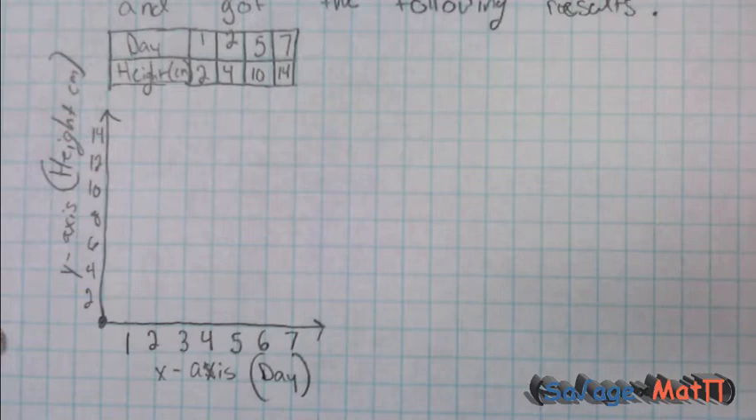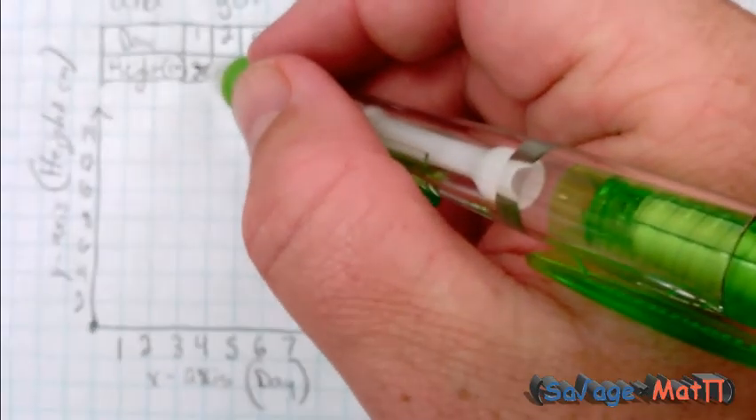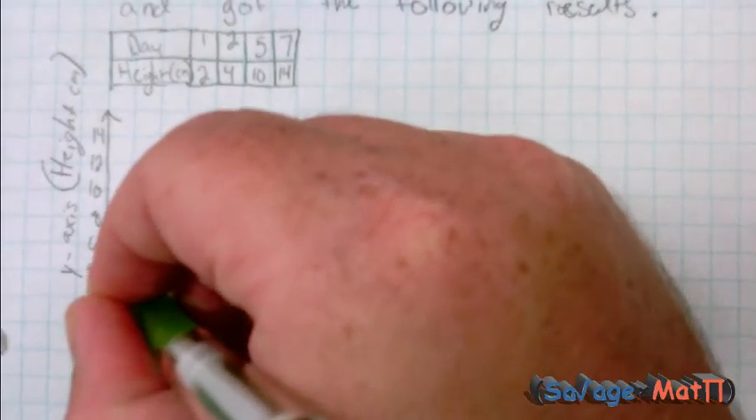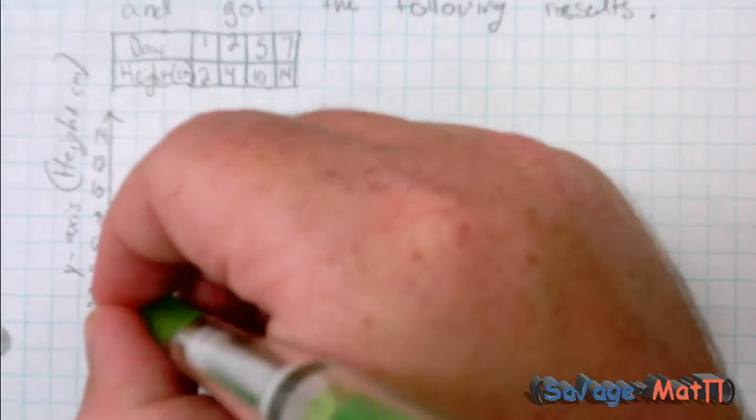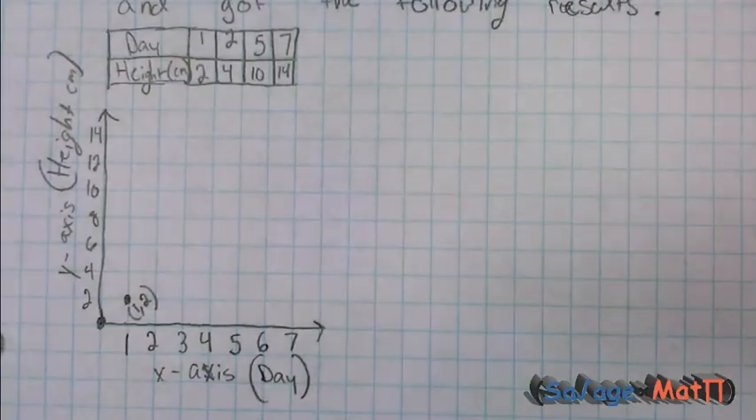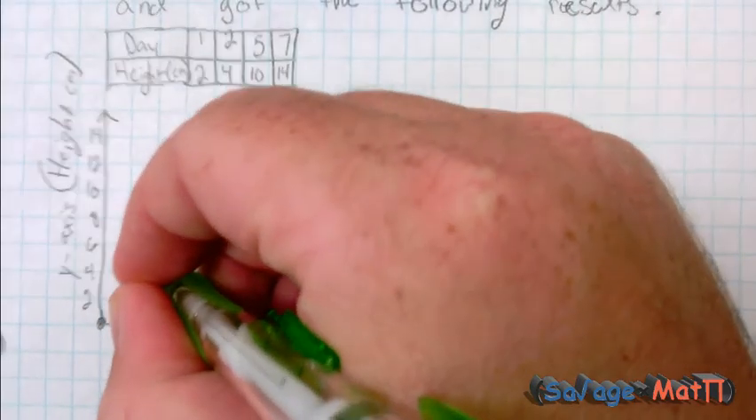And I'll go ahead and do the first point for you, and it would be day 1, 2. So we're going to go up 1 on the day, and then we're going to go to 2. And right here, under here, we're going to put 1, 2. And then the next thing we'll do is we'll go to 2, 4.